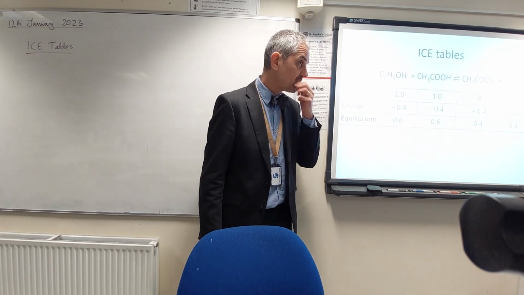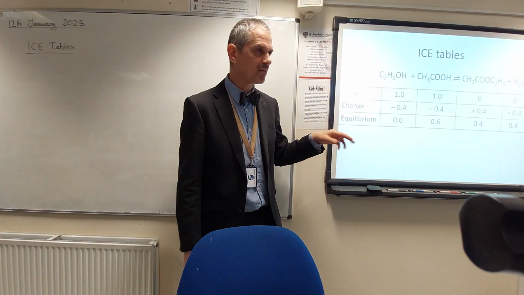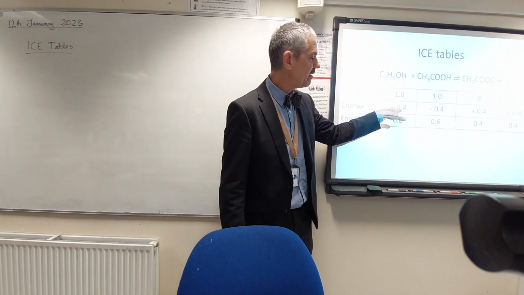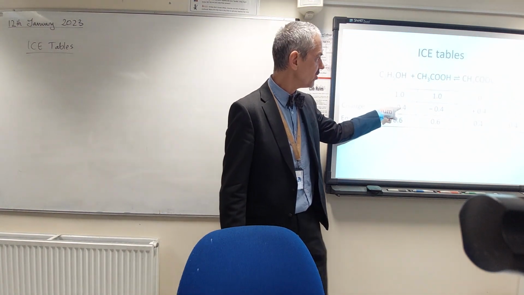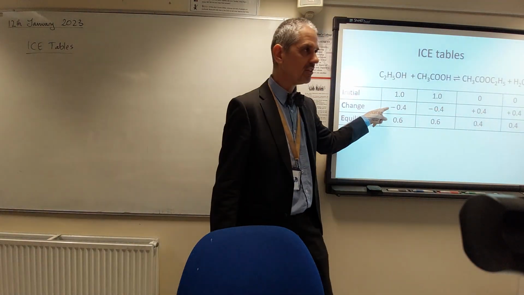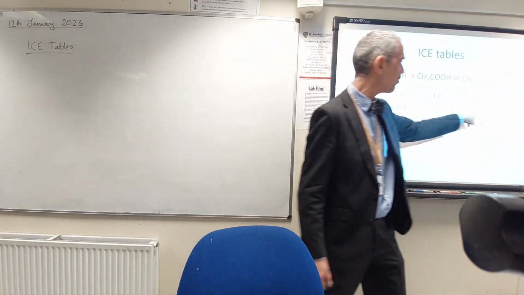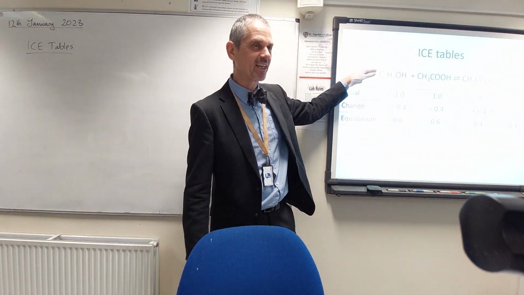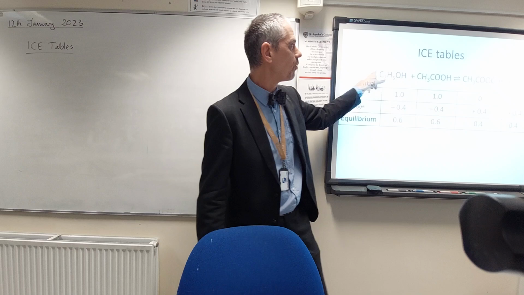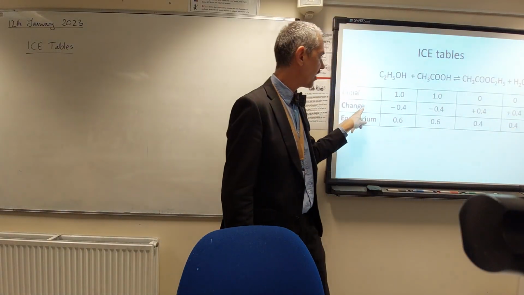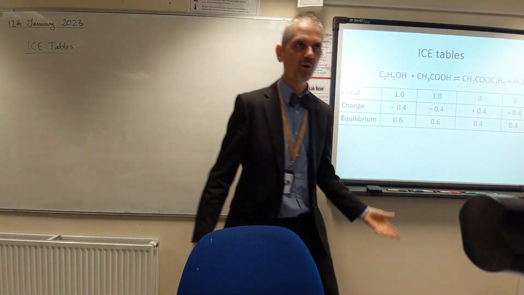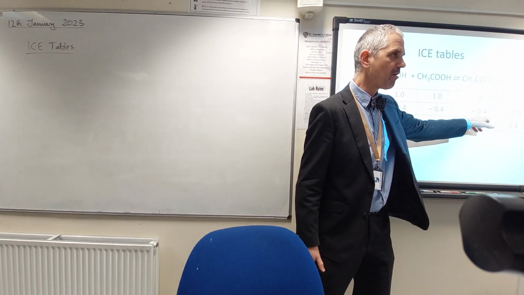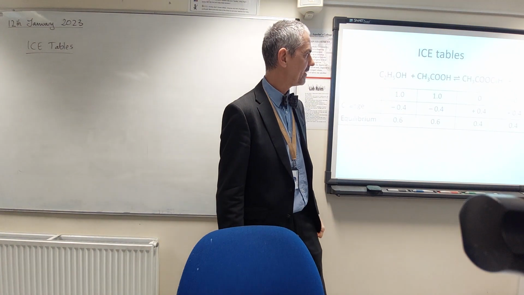The thing to note, and we'll come to this in a more complicated example in a moment, is that ignoring the pluses and minuses, if I just look at the numbers in the change row here, 0.4, 0.4, 0.4, 0.4, they're in the same ratio as the balancing numbers. So because this equation is 1 to 1 to 1 to 1, the change line is 1 to 1 to 1 to 1 as well. 0.4 to 0.4 to 0.4 to 0.4. Obviously, products go up, reactants come down.